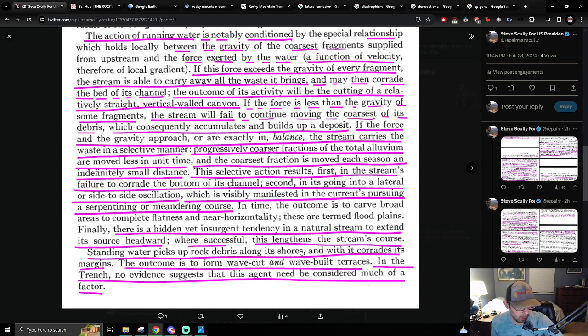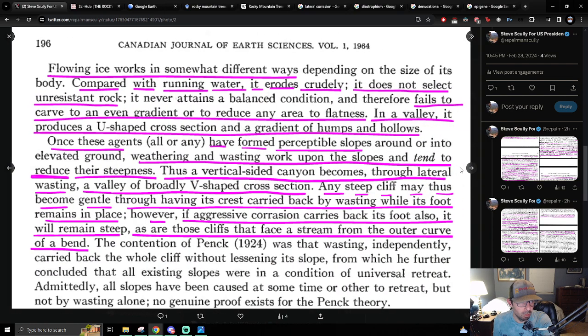Standing water picks up rock debris along its shores and with it corrodes its margins. The outcome is to form wave-cut and wave-built terraces in the trench. No evidence suggests that this agent need be considered much of a factor. So really they've ruled out wind, they've ruled out standing water, and as we've seen already, they've ruled out glaciers, but they've applied solid reasoning for why water is eroding the trench.